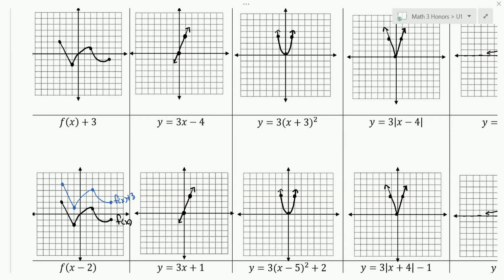If this is 3x, how would we move it or translate it to find 3x minus 4? Go down 4.